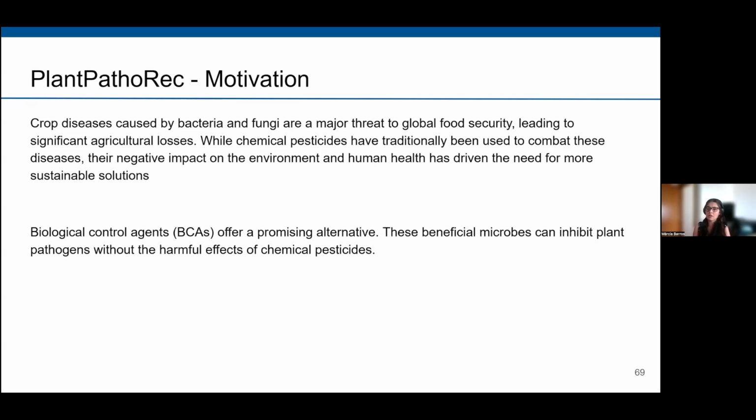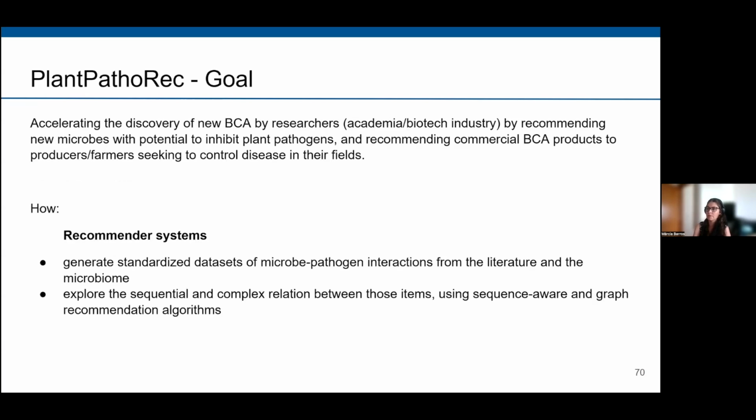So the idea, and what would be better, was to use biological control agents, and these beneficial microbes inhibit plant pathogens without the problem of the chemical pesticides. Okay. So what we want with this specific project is to accelerate the discovery of these new BCAs by recommending new microbes with potential to inhibit these plant pathogens. But we are also developing a second part to recommend already commercial products to the farmers.